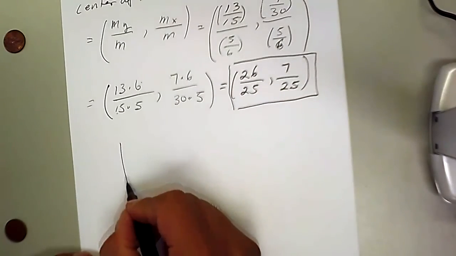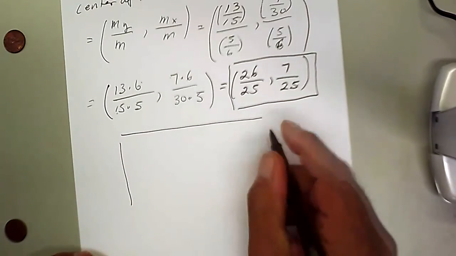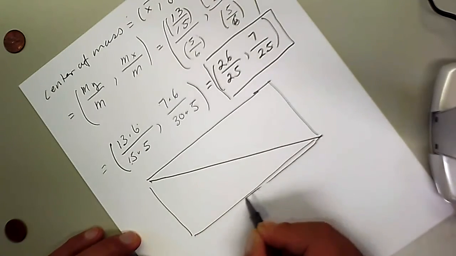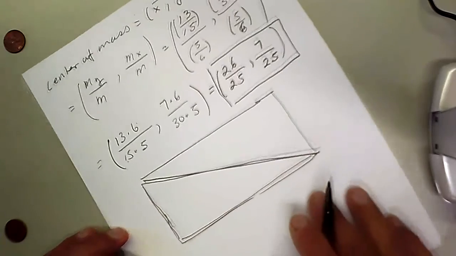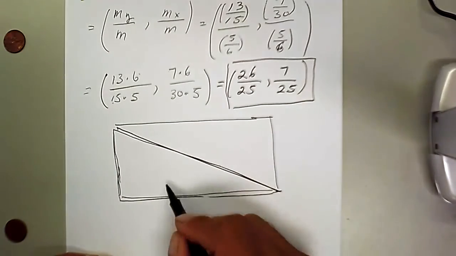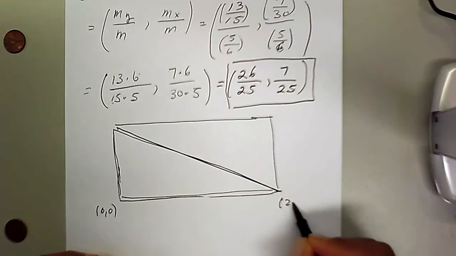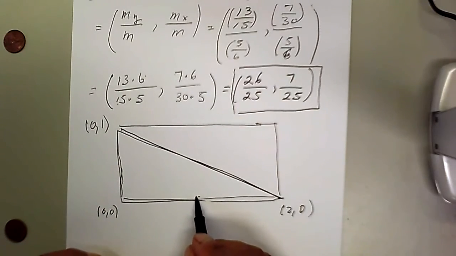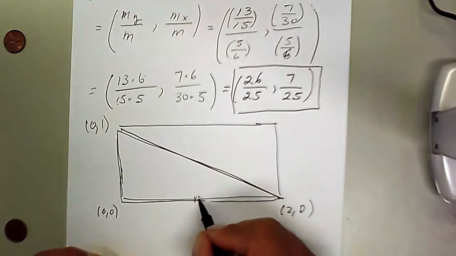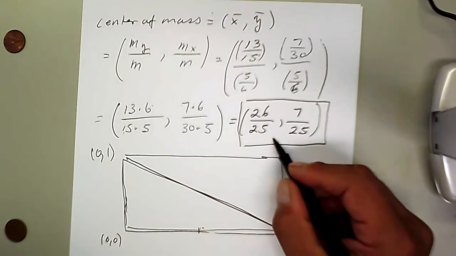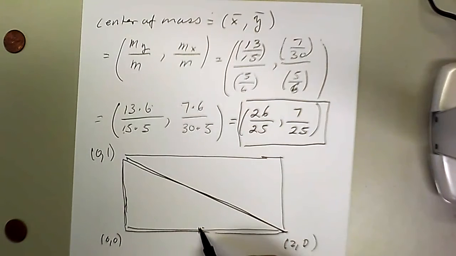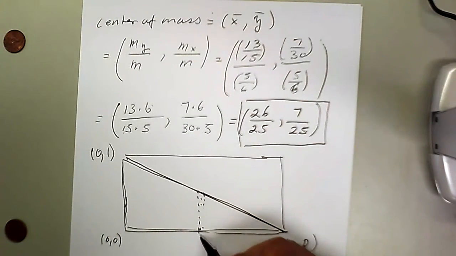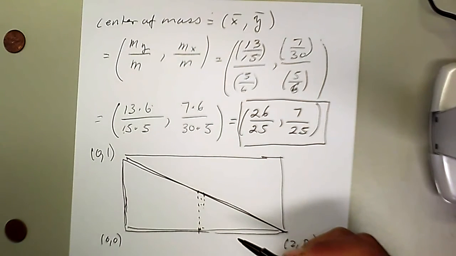Does it make sense? Oh, that's not the plate. The plate is this one, this triangle. So where's this point in here? Well, this is 0, 0. This is 2, 0. And this is 0, 1. And 1 will be here in the middle somewhere. So we got to go past 1, but just a little bit. 1/25 is 0.04. So 1.04, just a little bit to the right. That's where we're going to be on the x-axis.